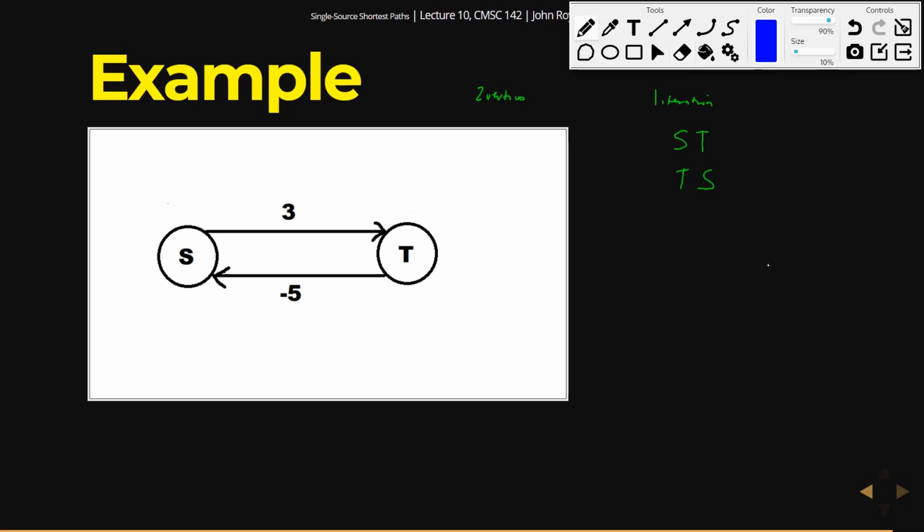I'll make this blue. So from 0 and then infinity, this one will become 3, right? So we're done with ST. And then from TS, 3 minus 5, that's negative 2. Will that improve 0? Yes, so this becomes negative 2. So now our final values are, for S, negative 2, and for T, 3, right?